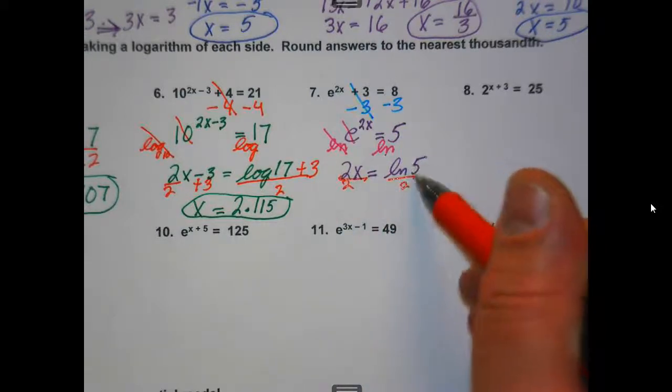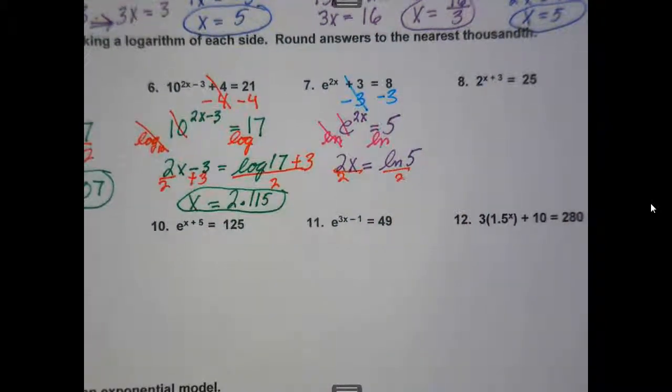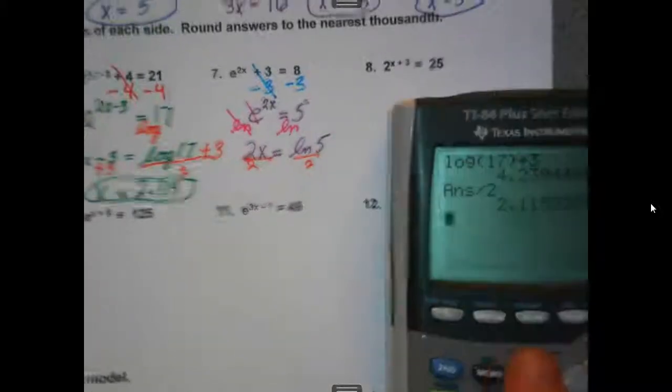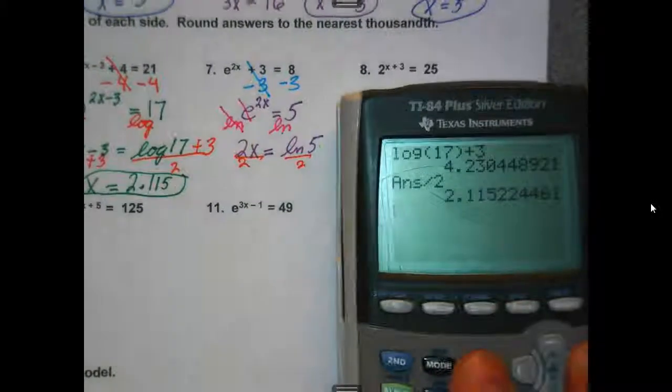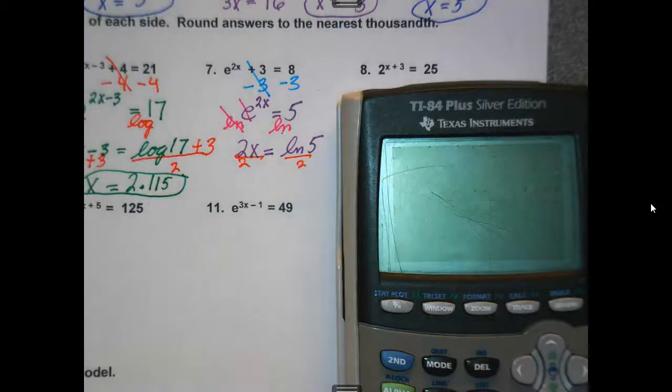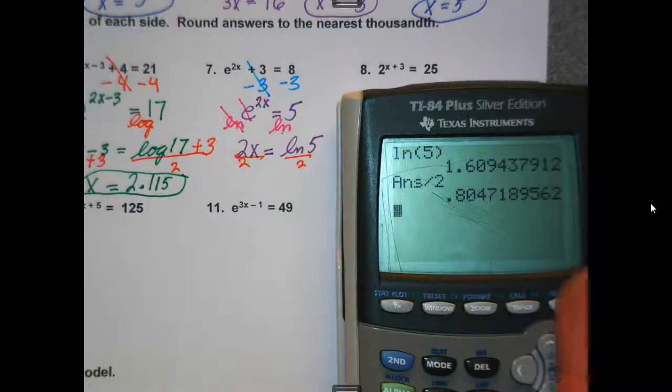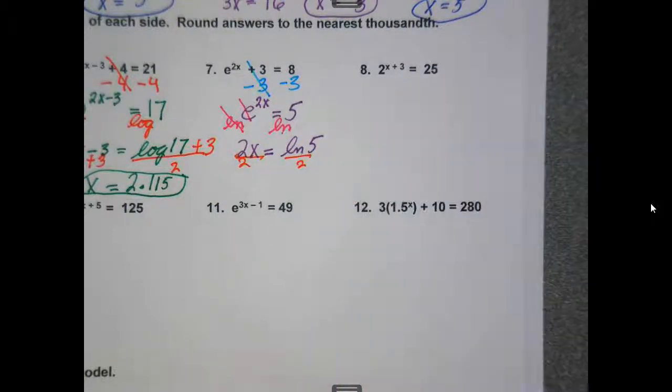I can do this in my calculator because I have a natural log key. So I have the ln of 5. You could either hit enter, but because we only have the one term, you could divide it by 2 right away. 0.805, right?